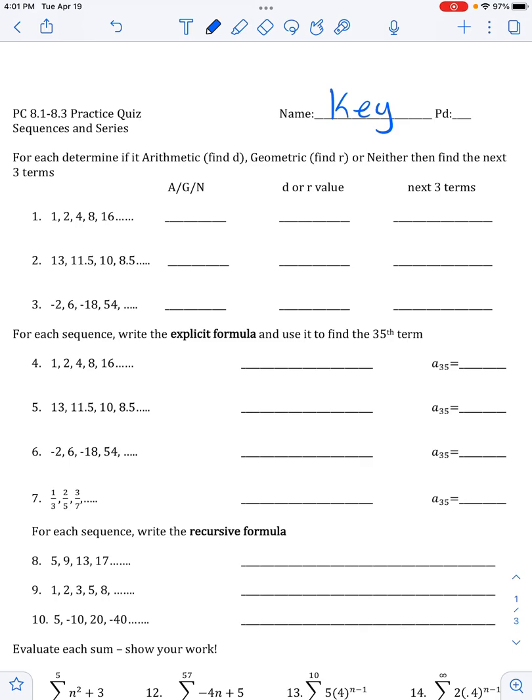Okay, so arithmetic, keep in mind that means that there's a common difference. So that means you're going plus or minus, adding or subtracting to go term to term. Geometric means there's a common ratio, so you're either multiplying or dividing to go term to term. Neither means neither. So keep in mind that term numbers are the counting numbers, 1, 2, 3, 4, 5, and so on. So the first thing I would check is if something's arithmetic or geometric because that's easier.